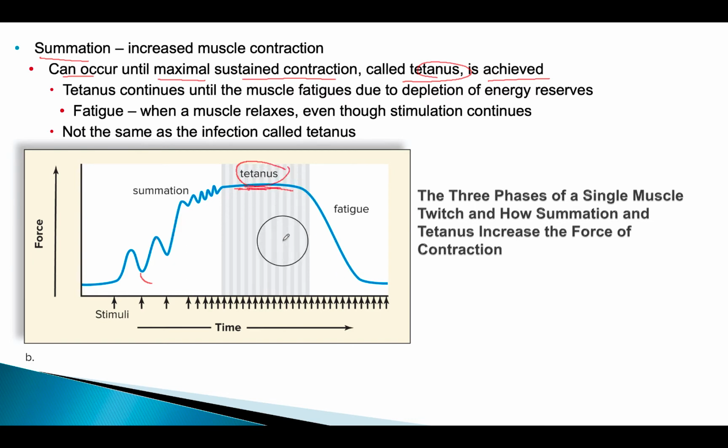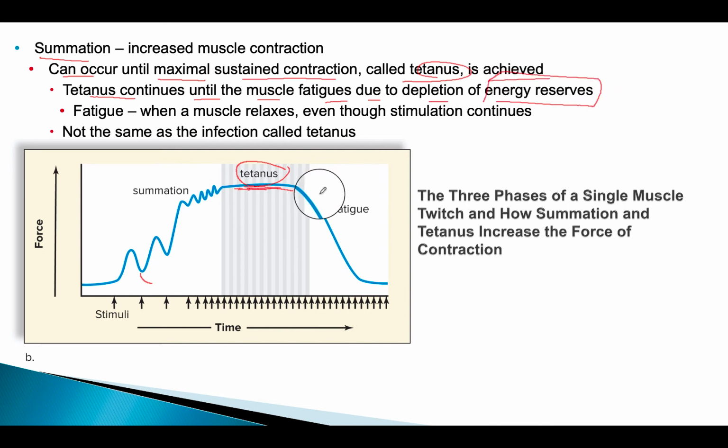So tetanus right here will continue. You still have the stimulus right over here. So this flat line over here still continues until the muscle finally fatigues. So what do you mean by fatigue? The muscle gets so tired that even though you're still stimulating that muscle, the force is no longer being generated, but rather now the force is decreasing. So tetanus right here continues until the muscle fatigues due to depletion of energy reserve.